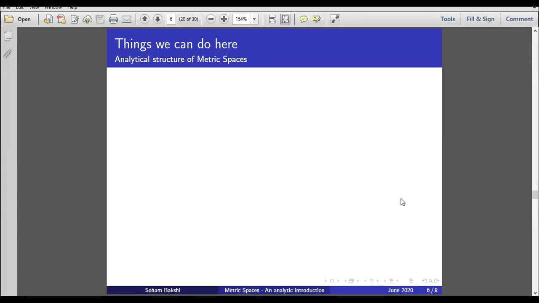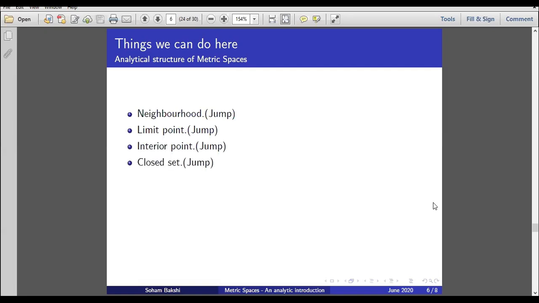So what all can we do in a metric space? First we know what we mean by a neighborhood in a general metric space. We know what we mean by a limit point, an interior point, a closed set, an open set, and a bounded set, and we drew analogies with R. We did quite a lot of stuff. This is enough for the initial study: we can have all such analytical structure, more or less all the structures we had in R, extended to a general metric space.